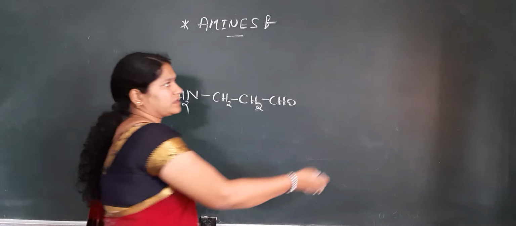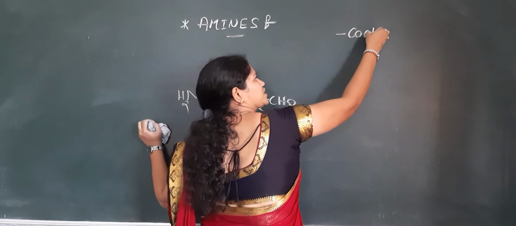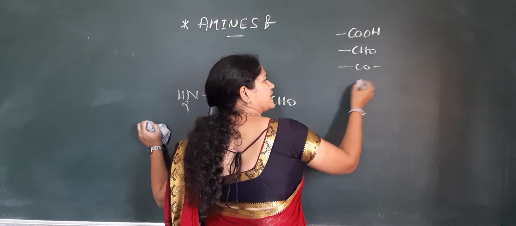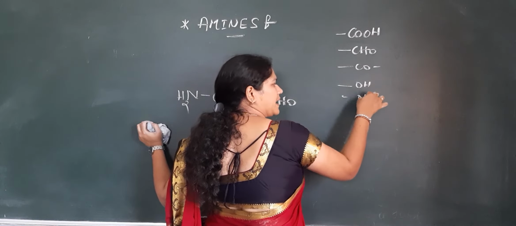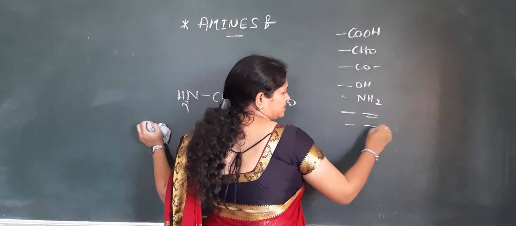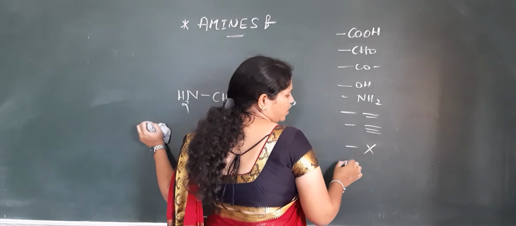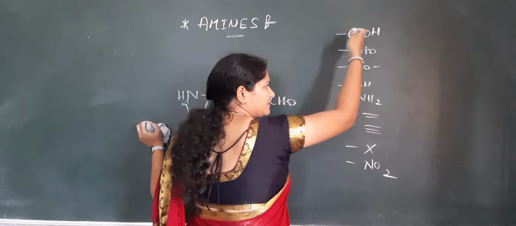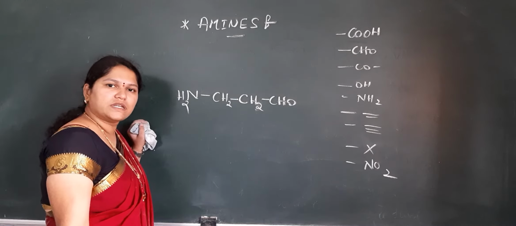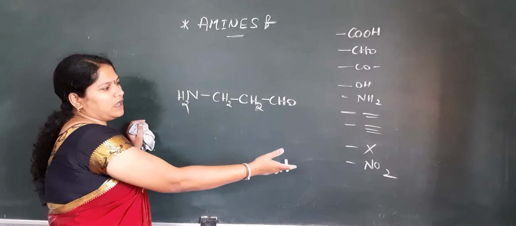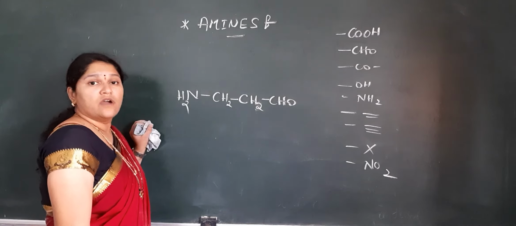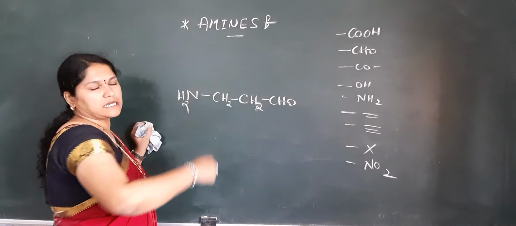Which is more reactive? In one series, carboxylic acid is more reactive than aldehyde, followed by ketone, then alcohol, then amines, then followed by a double bond, then triple bond, then followed by halo compounds, nitro compounds. Like that we have a series of functional groups which show different priority depending upon the reactivity order. The more reactive one should be placed at the top level.